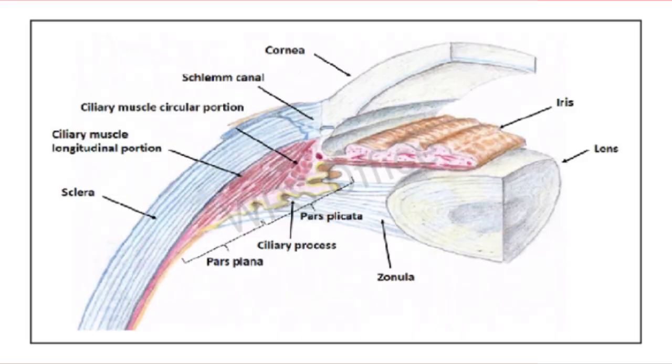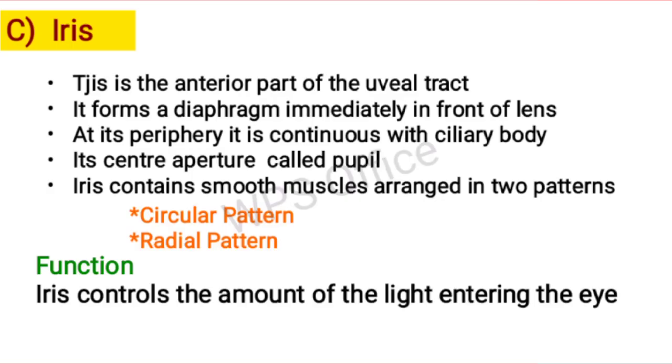The third part of the vascular layer is the iris. So the iris is the anterior part of the uveal tract. We know that the iris is the diaphragm which separates the lens from the anterior part. In the middle of this iris there is an aperture, known as the pupil.